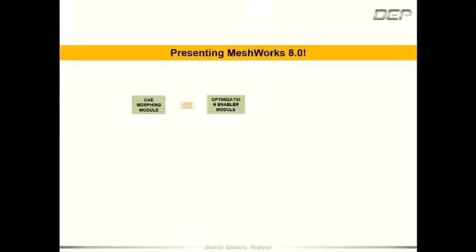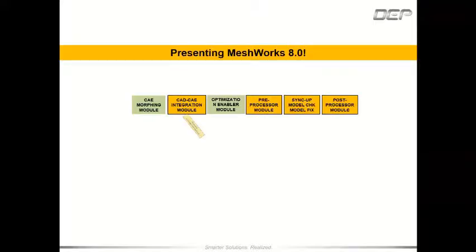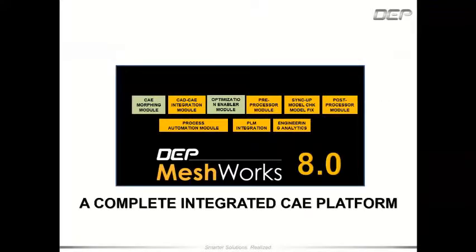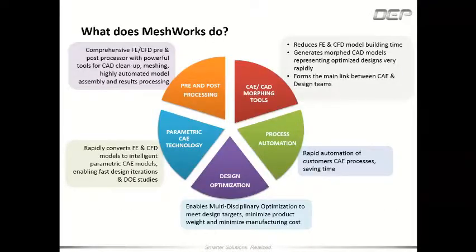So MeshWorks so far was basically known as the CAD Morphing module. That also had some design enablers that helped out with some of your optimization tuning for your structure models. Now MeshWorks is a complete pre and post processor, and you can see where we added a bunch of different new modules like the CAD integration, process automation tools, and also some of the post-processing functionality that you see in other different softwares. So now MeshWorks is a complete integrated CAE platform.